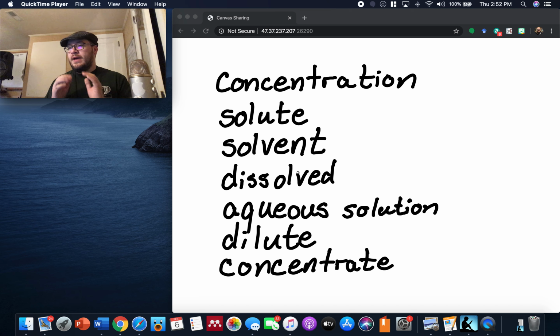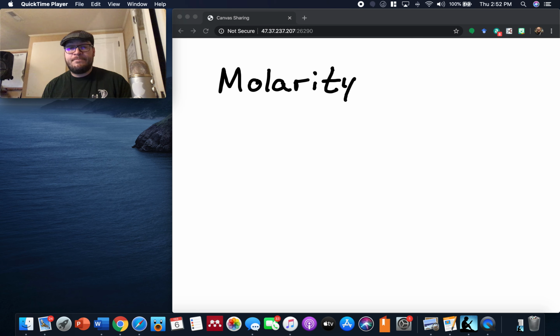Next, we want to talk about how we calculate concentration. So there's this idea of molarity. Molarity is a way for us to calculate concentration units. Concentration units are given to us as a big letter M. So I'm going to draw a big letter M here. The big letter M stands for molarity, and the units for molarity are given to us in moles per liter.